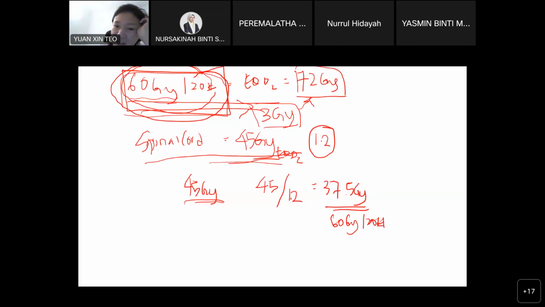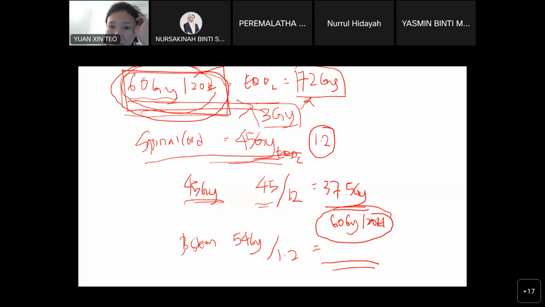Am I clear? Actually, we just use this 1.2 factor on this 45 gray. For example, let's say the brainstem, the maximum dose is 54 gray. So we just divide by 1.2, equals what? So with this prescription in my plan, I can only allow a maximum dose to the brainstem of 70.5 gray. Okay? Am I clear for this one?